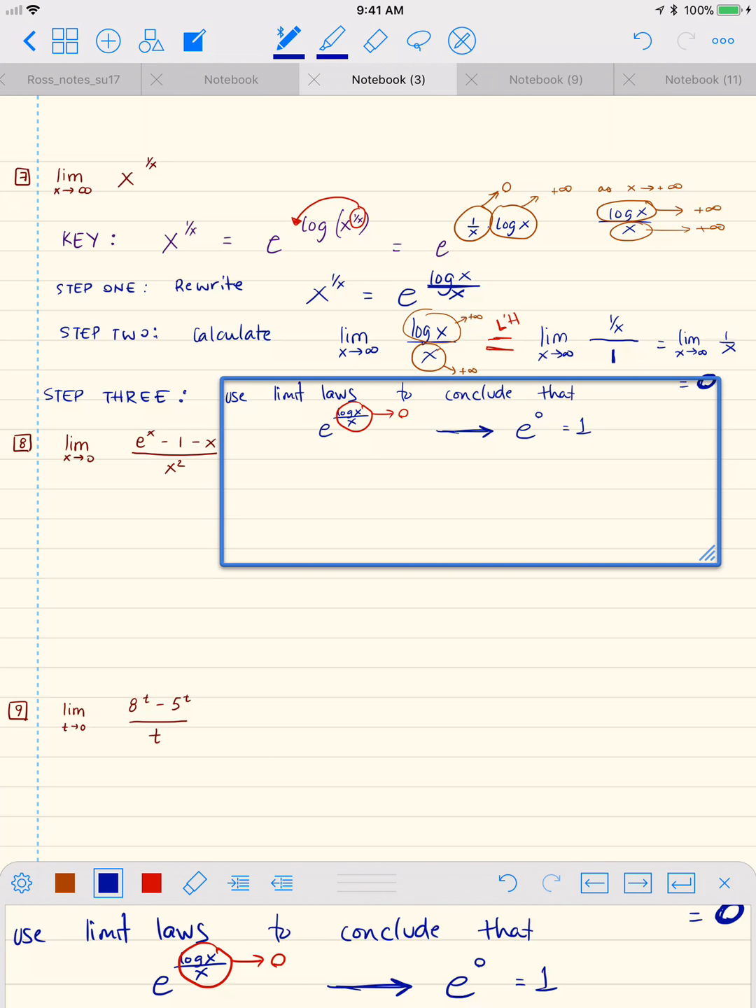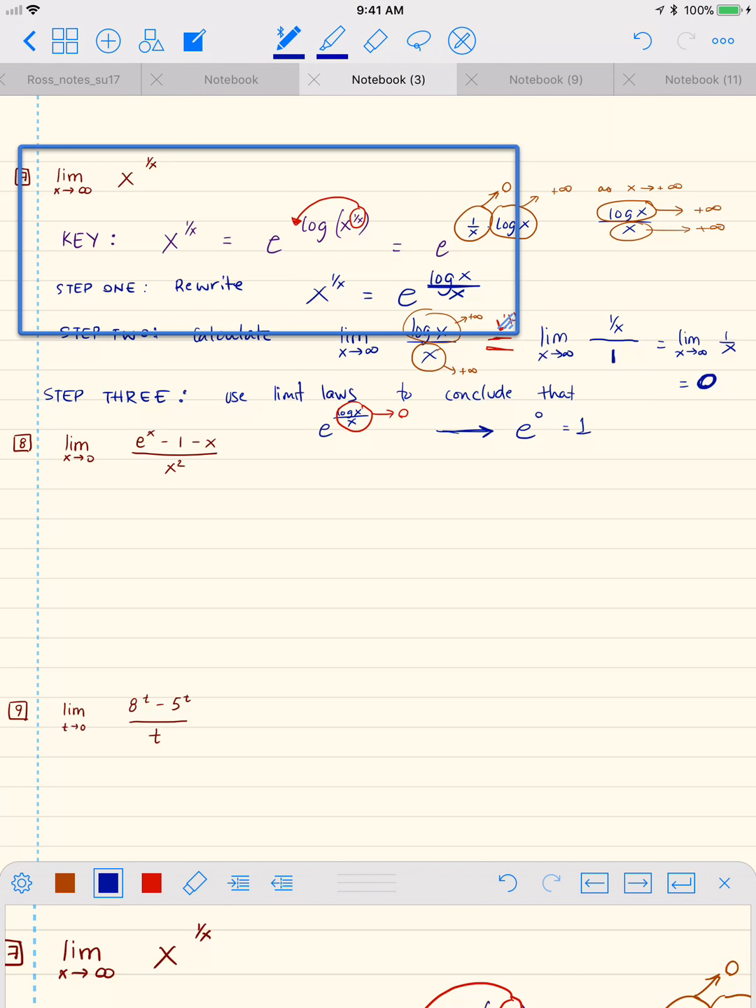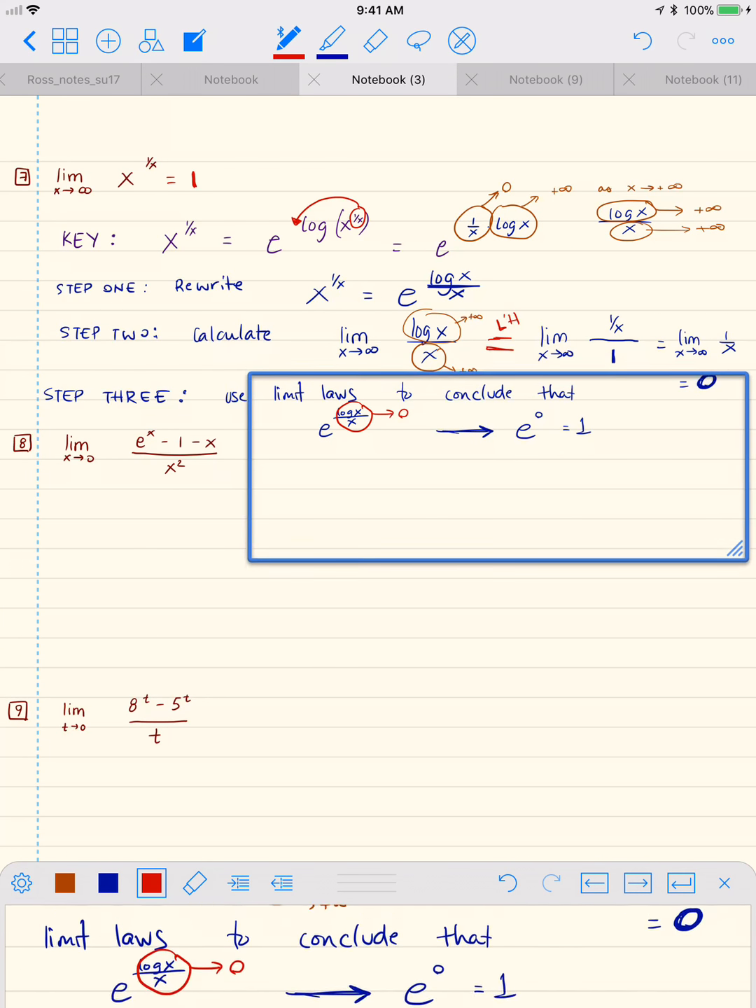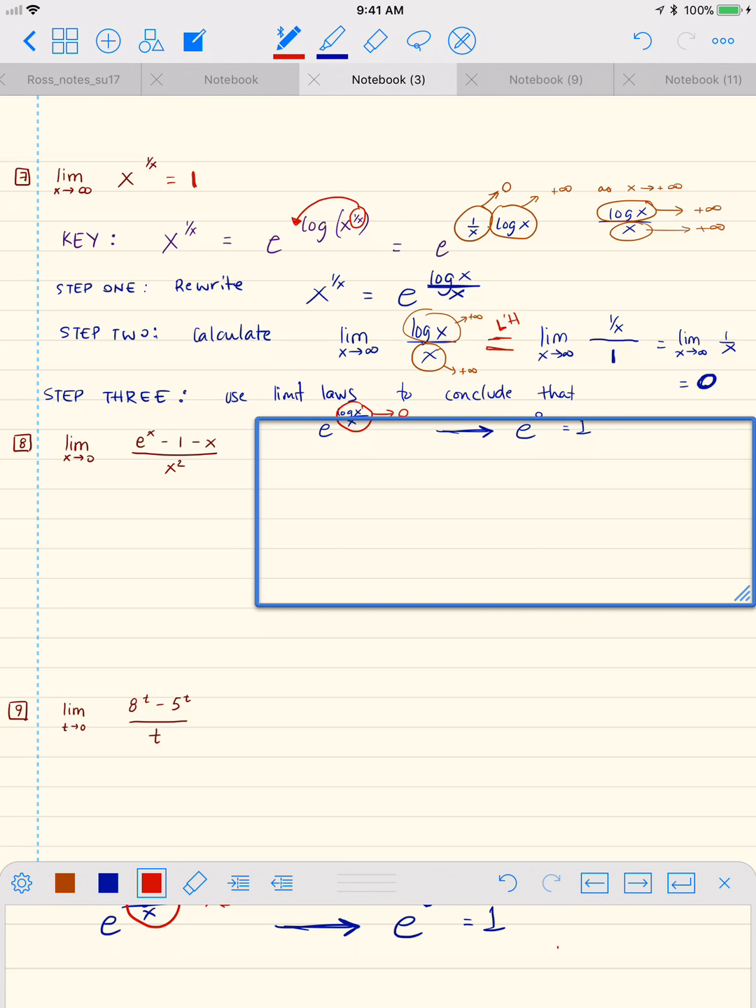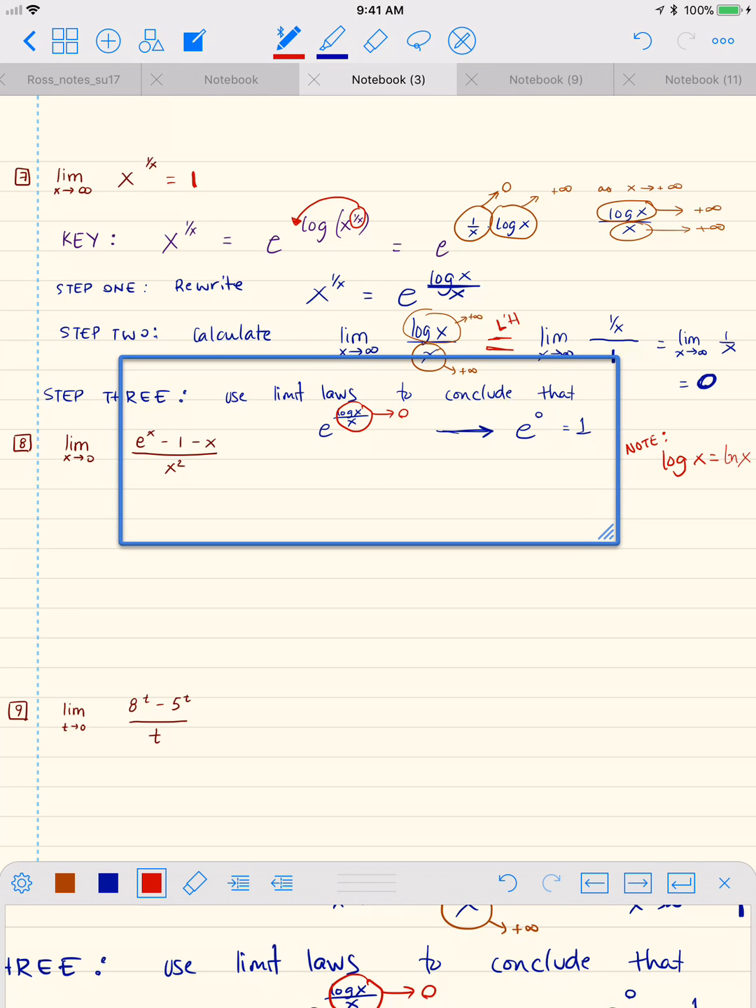All right, so since e to the x is continuous, if we want to know the limit as x approaches infinity of e to the log x over x, it's just e to the limit as x approaches infinity of log x over x. Okay, so our final answer is going to be equal to 1. And also note that here when I've written log x, that is the same thing as ln x. Okay, so I don't mean like log base 10.